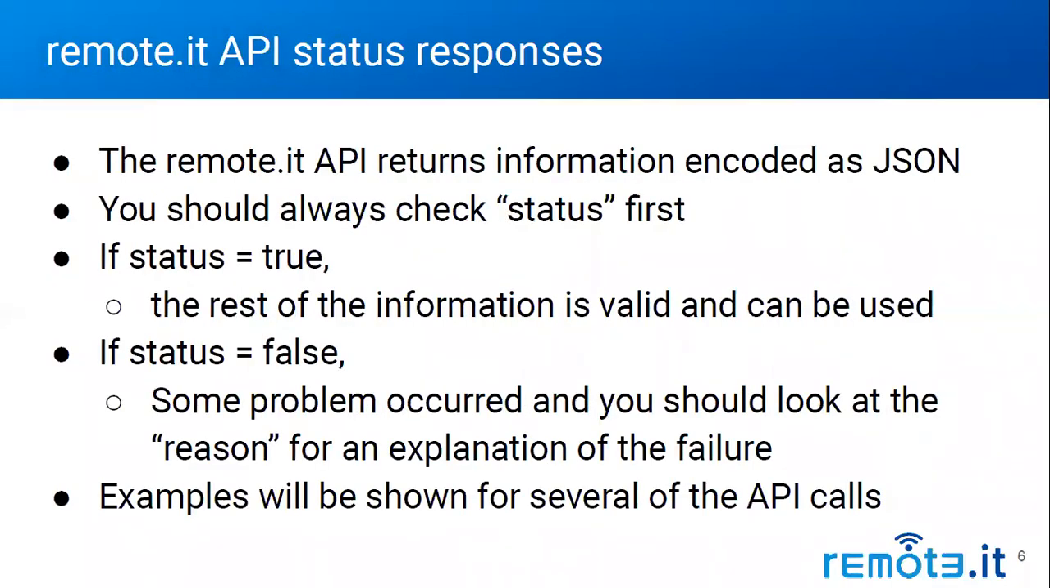The response of each API call includes a key called status, and if the value of the status key is true, then the rest of the information is valid and can be used. But if it's false, then you should look at the value of the key reason for an explanation of the failure. And you should also deal with those types of failure and error messages in your own code as you're developing it. And as I said before, we'll show some examples.